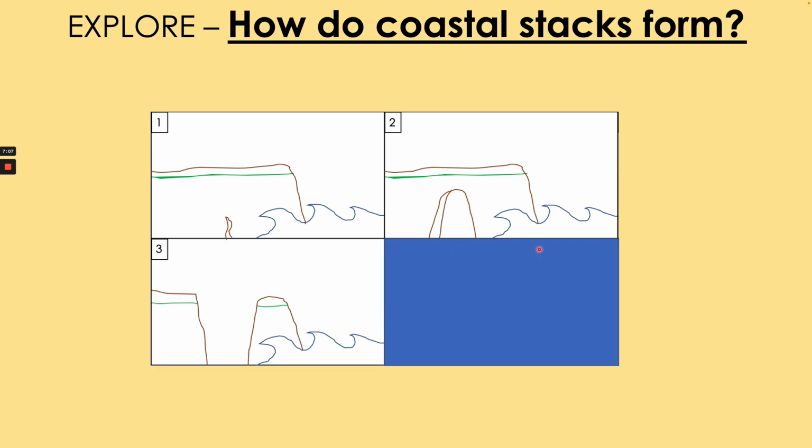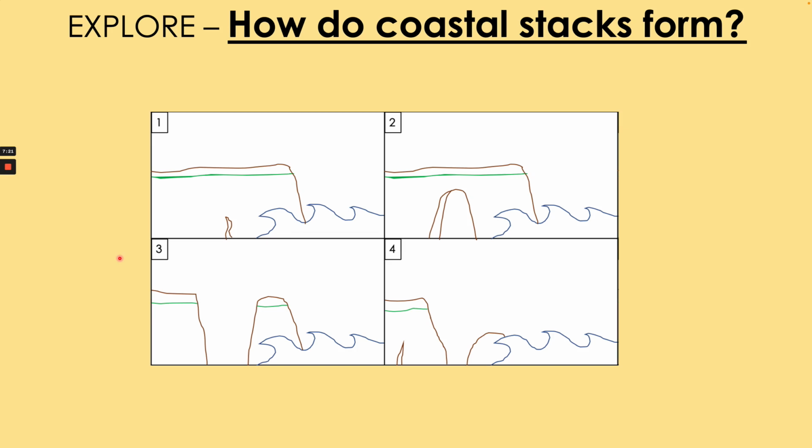When this happens, an isolated stack remains, cut off from the headland. However, the process doesn't end here, and the erosion continues, and the stack itself narrows and narrows and becomes unstable, and eventually it collapses too, to leave a stump. And finally, the erosional processes continue, and the stump sinks beneath the waves. These are our erosional landforms. And they're all related to discordant coastlines and headlands and bays.